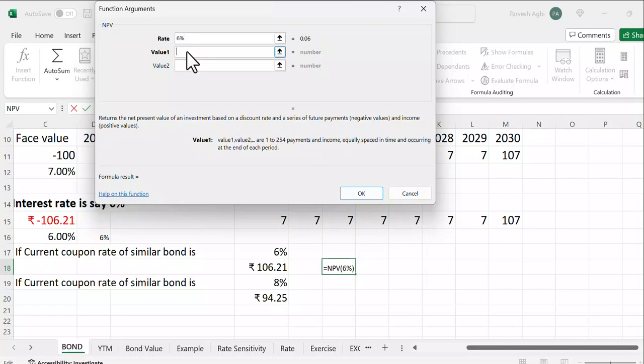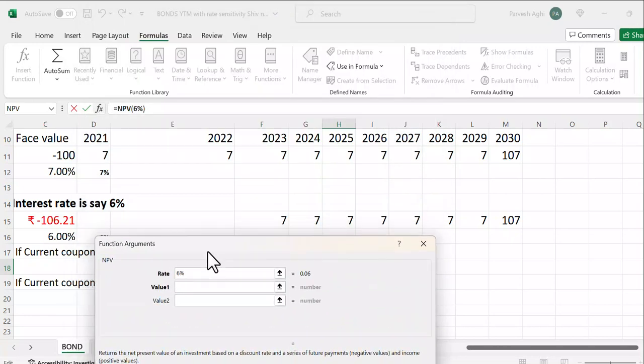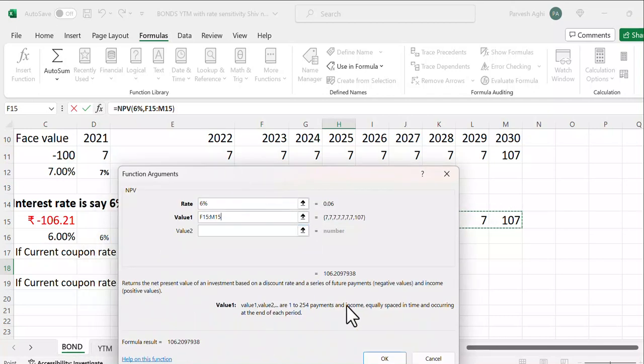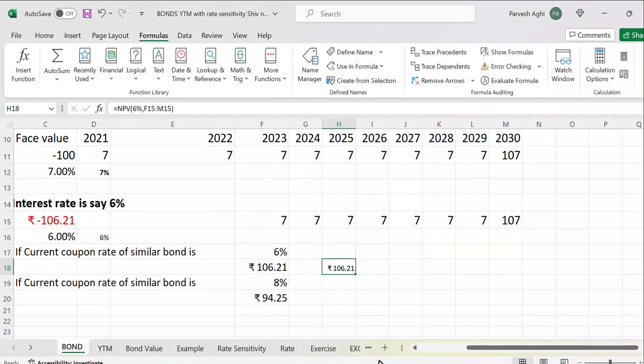Okay, and then I pick up the values, from this point to this point. Okay, fine. So here what I'm doing is calculating the net present value. That means he's going to get 7, 7, 7 and 107 at the end of the 8-year period, because 2 years are already gone. So how much is the present value of that bond at the 6% interest rate? It will be 106.21. So this is how to calculate the theoretical value of the bond price.